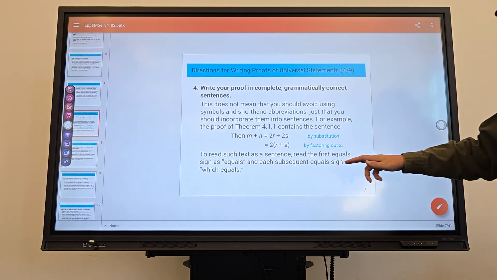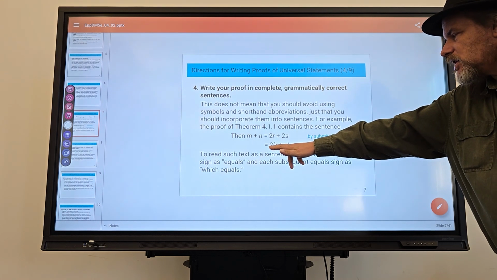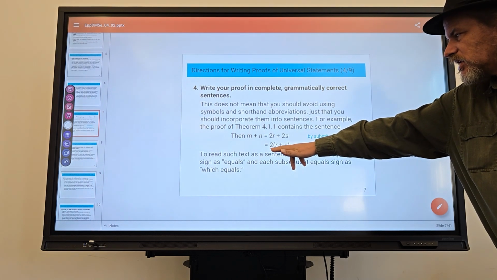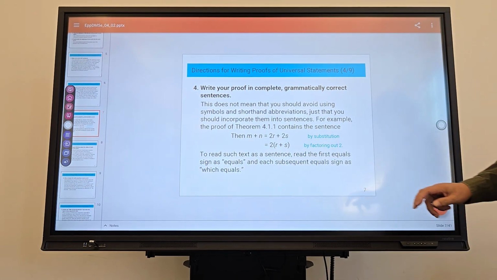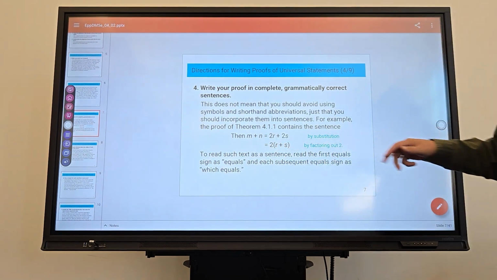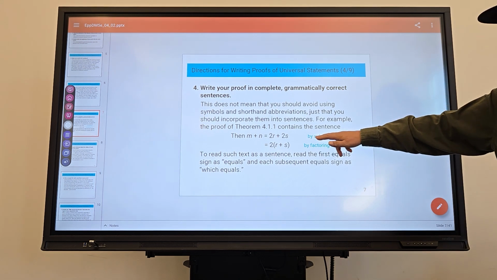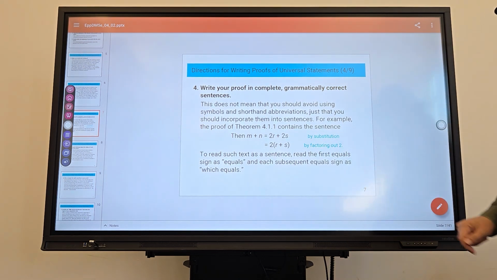In a sentence, you can also include the second line of it to mean which equals this, by factoring out 2 and by substitution up here. So use complete sentences and tie them together.